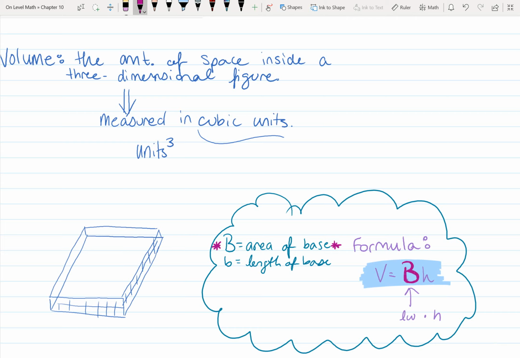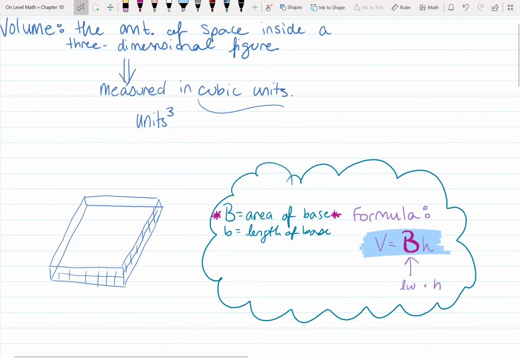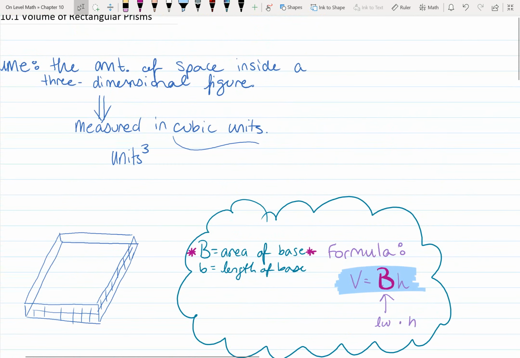Now, a prism, you can have different types of prisms. You can have a rectangular prism, which is what we're working with here in this lesson. You can have a triangular prism, which is what we're working with next section, 10.2. Or you can have an octagonal prism, right? You can have a pentagonal prism. You can have any type of prism. So this formula, though, works for all of those as long as you know how to find the area of that base.